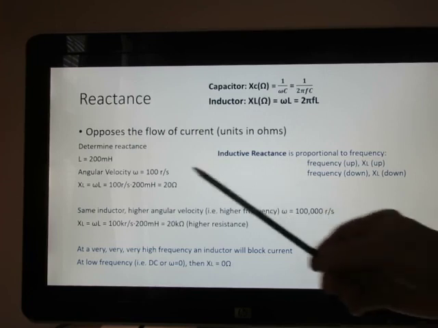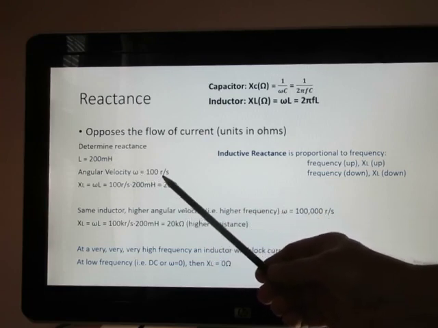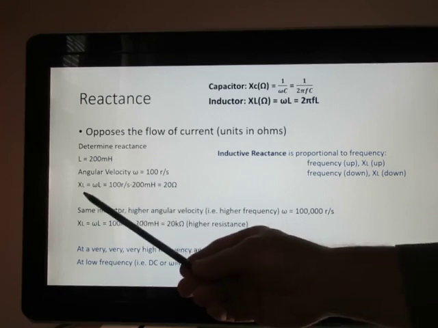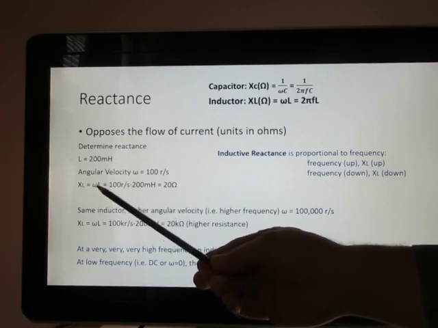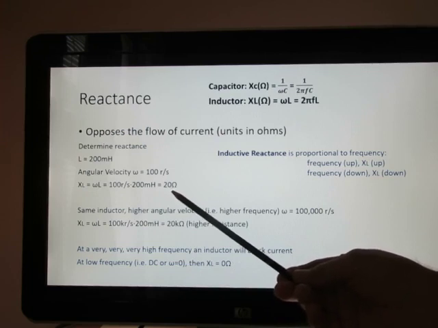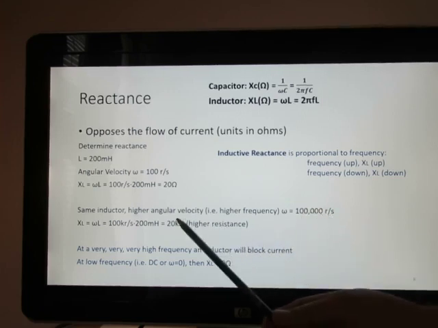If we have an inductor of 200 millihenries and an angular velocity of 100 radians per second, X sub L is the angular velocity times the inductor, and that equals 20 ohms. Now, if we use the same inductor and we go to a higher angular velocity or higher frequency, we get a higher reactance of 20K.